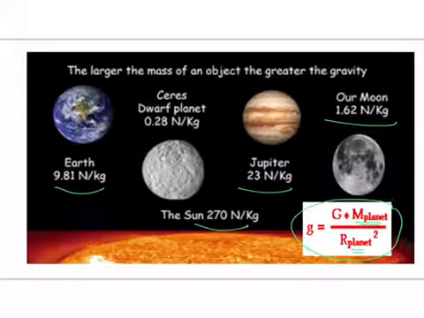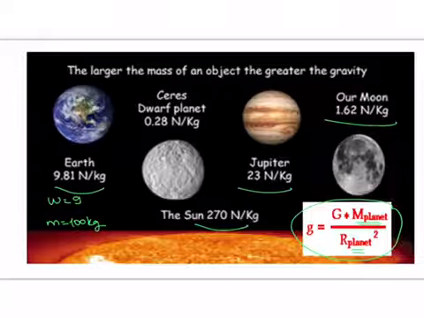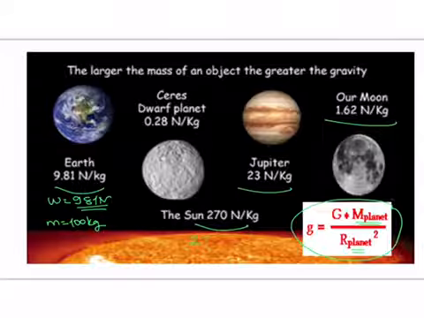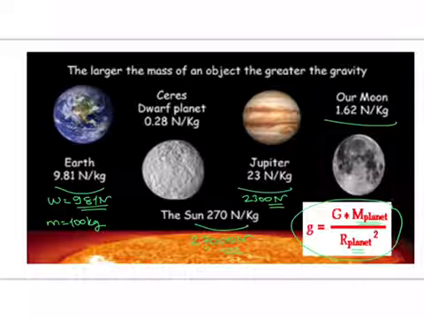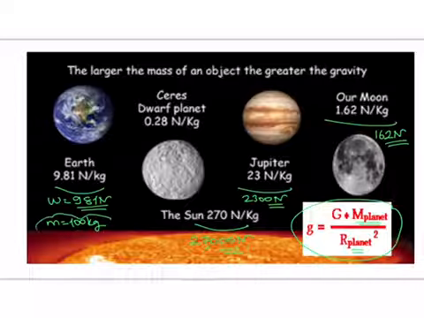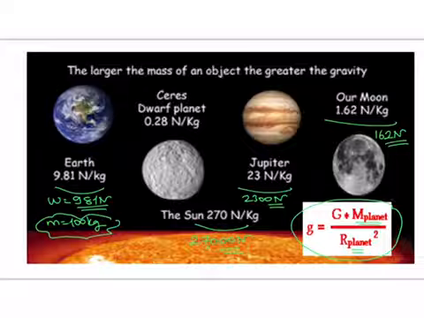When you take an object with a mass of 100 kilogram, it has a weight of 981 Newton on Earth. It has a weight of 27,000 Newton on the Sun, 2,300 Newton on Jupiter, and 162 Newton on the Moon. So our weight changes, but our mass doesn't change because mass depends on the amount of matter we have.